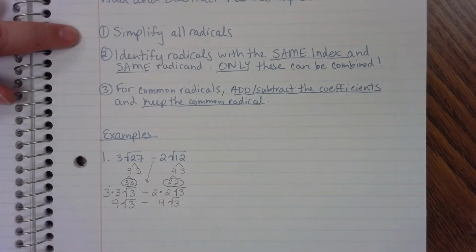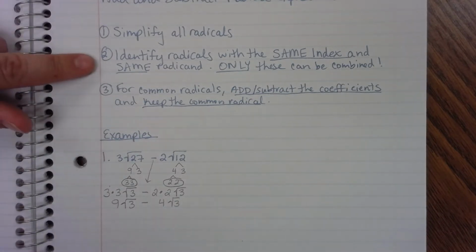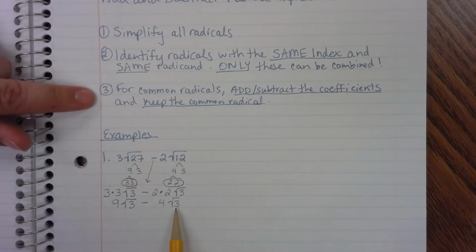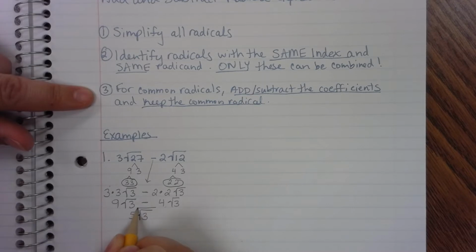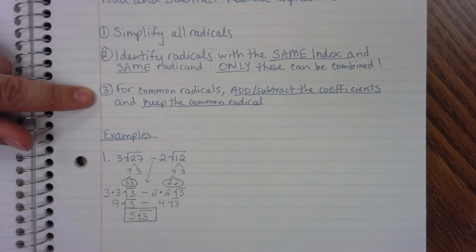So the next thing is that we want to identify the radicals with the same index. This is the square root and this is the square root, and the same radicand. They both are the square root of 3. So now, because we have a common radical, we are going to add or subtract the coefficients. The coefficient here is 9 and this is 4, and we have a subtraction problem. So really what we have is 9 minus 4, which is 5, and then the radical stays the same. So our simplified version is 5 square root of 3.